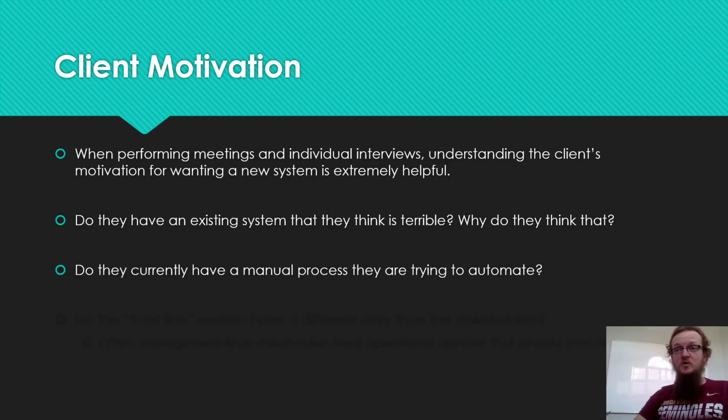Or do they have a manual process and they're trying to automate it? And in that case, you want to maximize the number of things that you can automate. You want to make sure that you're not just digitizing a manual process so that they have to do the same level of work, because that level of work is clearly what they're trying to get away from to begin with.